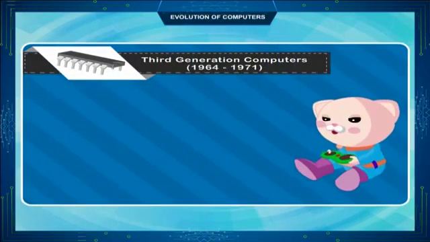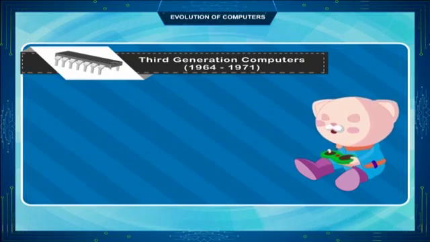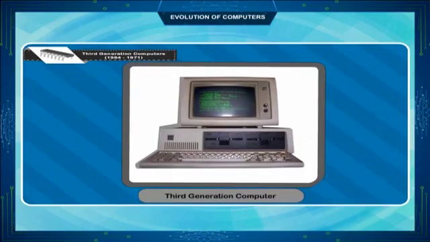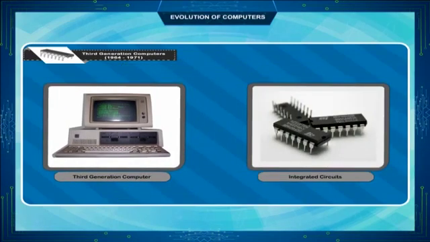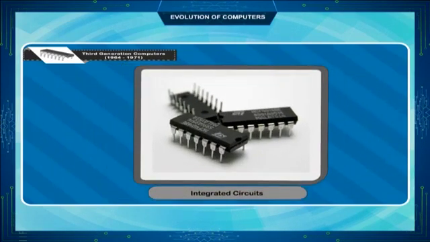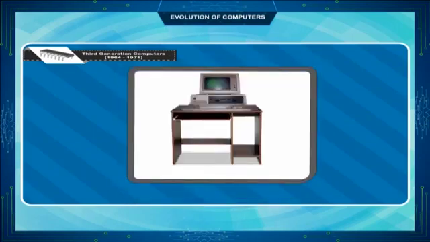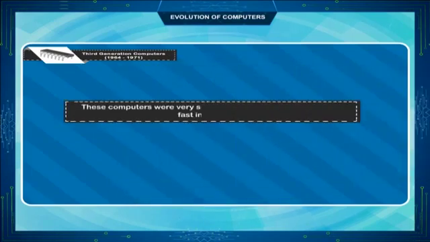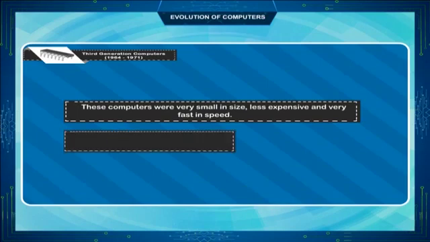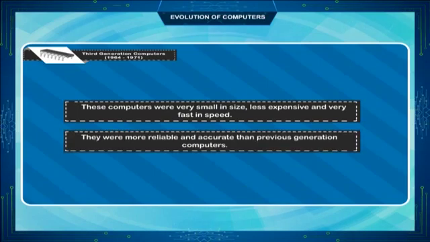Third generation computers, 1964 to 1971. The third generation computers replaced transistors with ICs, integrated circuits. The size of third-generation computers was so small that they could be easily placed on a small table. These computers were smaller in size, less expensive, and very fast in speed. They were more reliable and accurate than the previous generation computers.